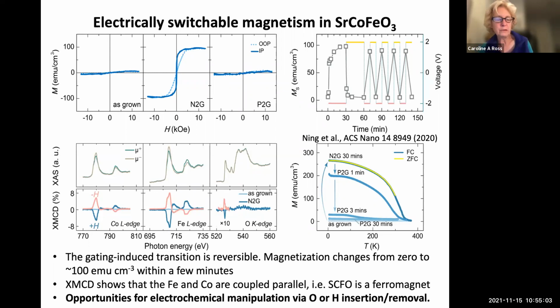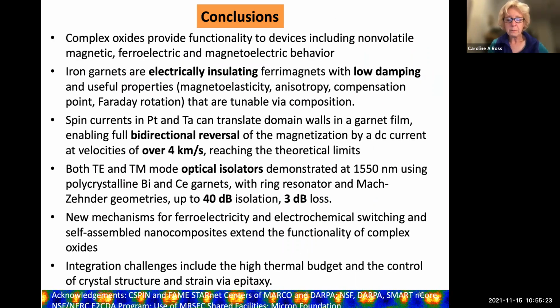And this is actually due to changes in the valence states of the cobalt and iron as we add and subtract oxygen from the structure. So this is a quite robust room temperature method for imposing an electrical control on the magnetism of an insulating material. So I'm going to stop there and thank you for your patience.